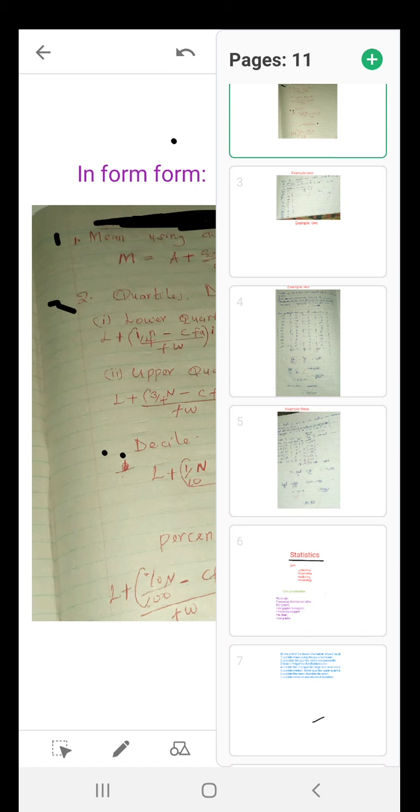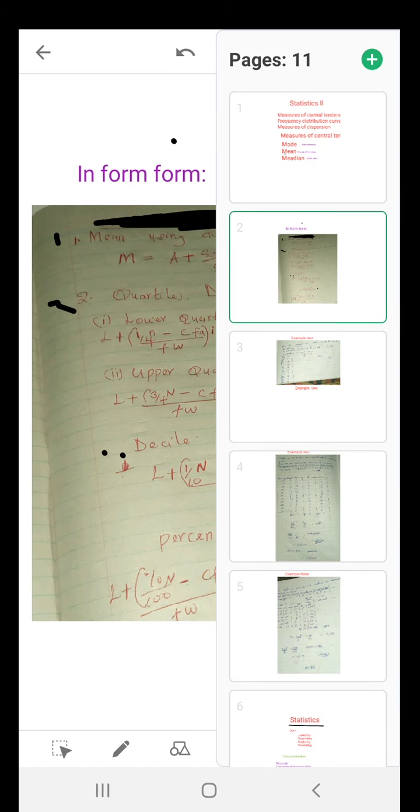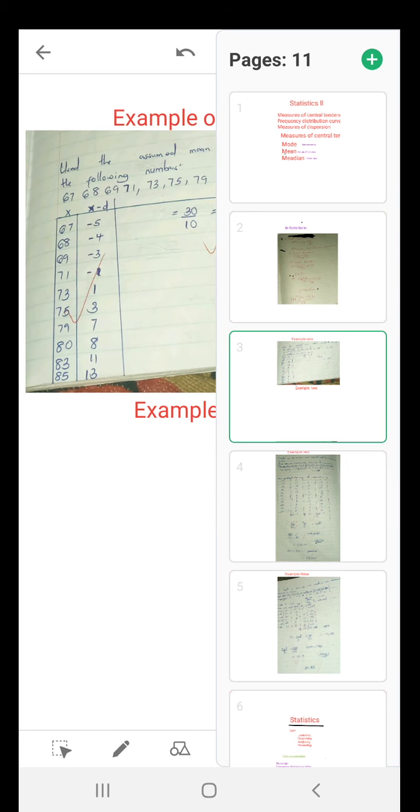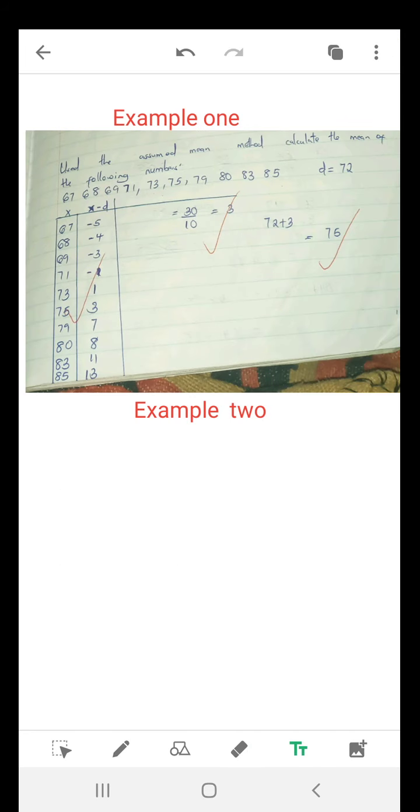Maybe let's look for an example of a question. How we can calculate the mean of values using the assumed mean. Like we have an example one, a question here. You are told use the assumed mean method to calculate the mean of the following numbers. You have been given the numbers 67, 68, 69, 71, 73, 74, 75, 79, 80, 83, and 85.